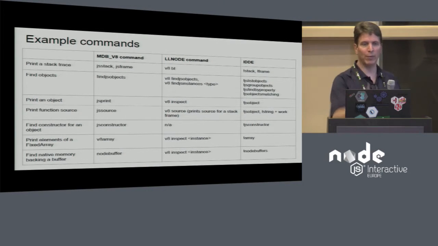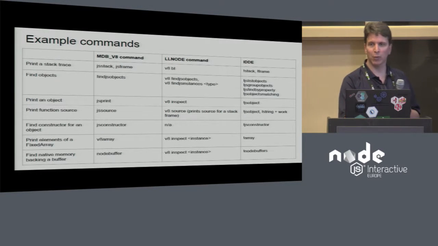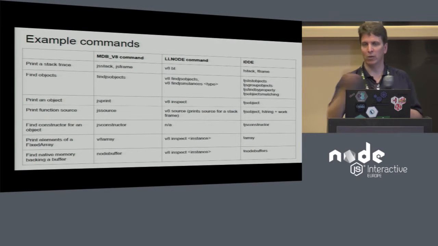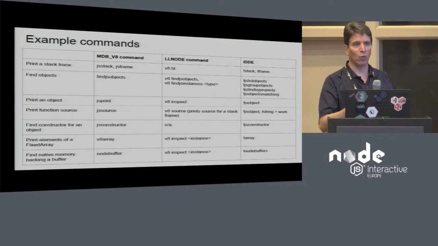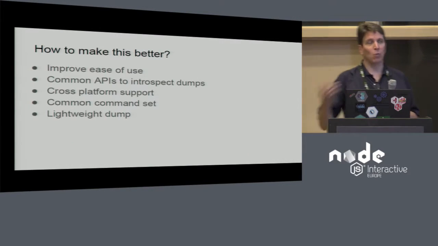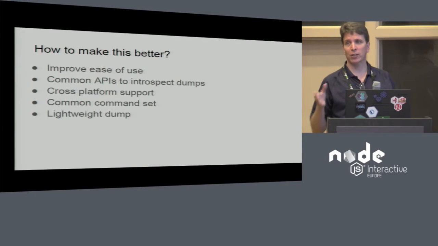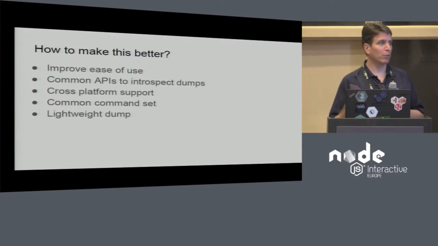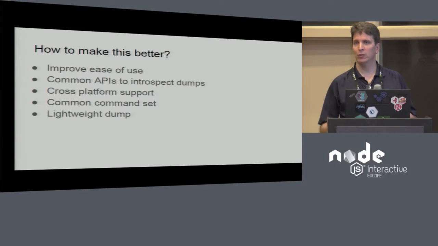So for example, MDB has a certain set of features, but only runs on a subset of platforms. And then LLNode will work on a different set, and so we're trying to make that more generic. So looking at the current state, how do we actually make that better? For one, we want to improve ease of use, so that involves better platform support, more consistency.